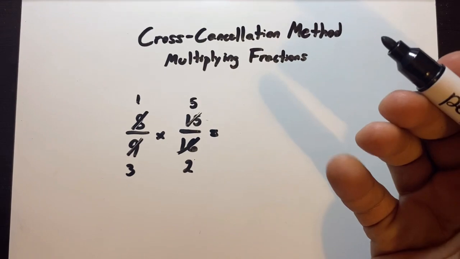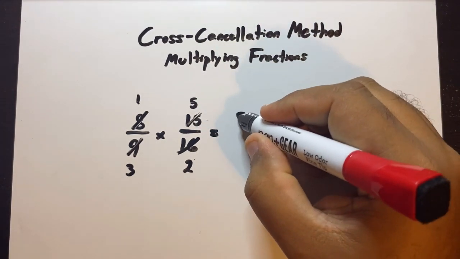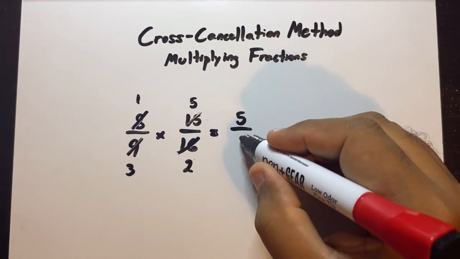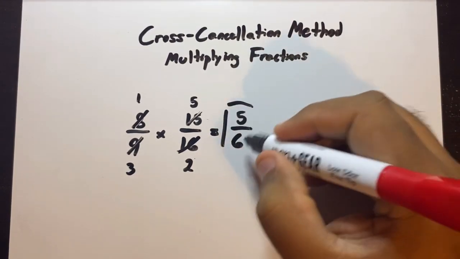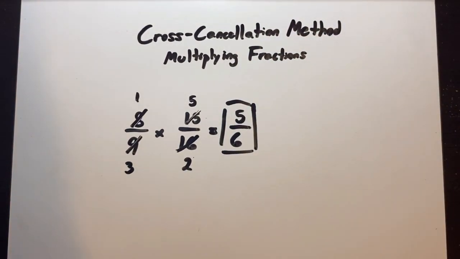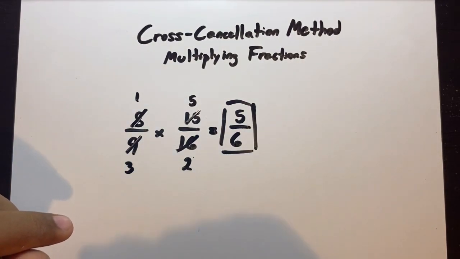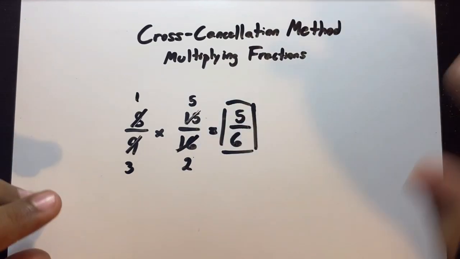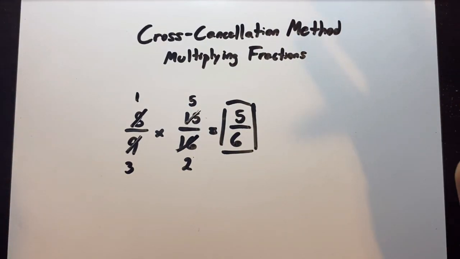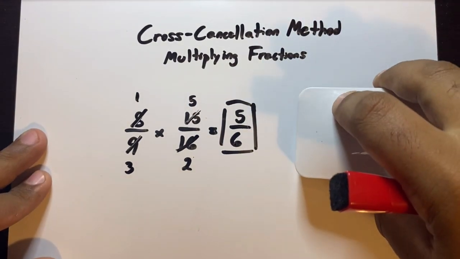So now I just multiply like normal. 1 times 5, 5. And 3 times 2 is 6. That's my answer. See? Not that difficult at all. We're going to do one more equation, and then that'll be it. And I want you guys to practice on your own. Just look up cross-cancellation practice online, and you can give it a shot.